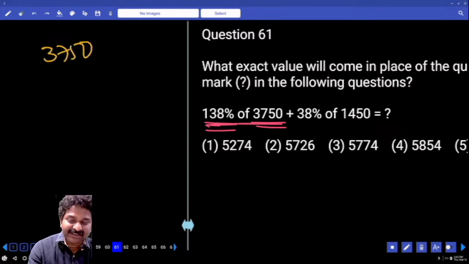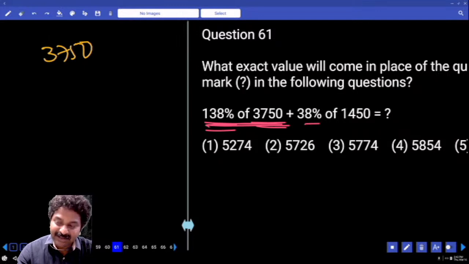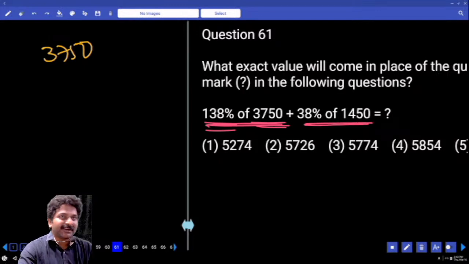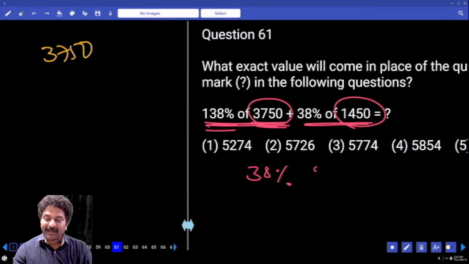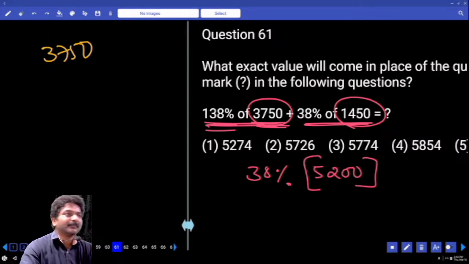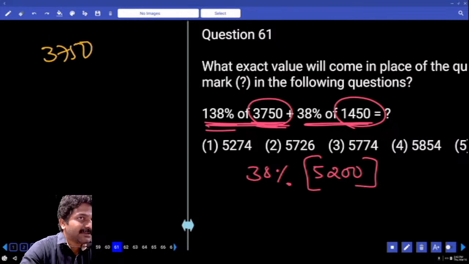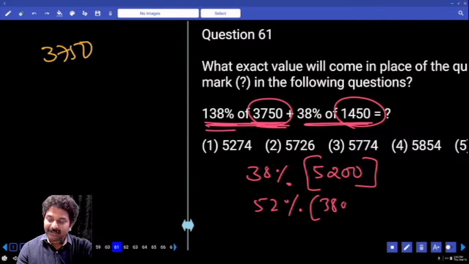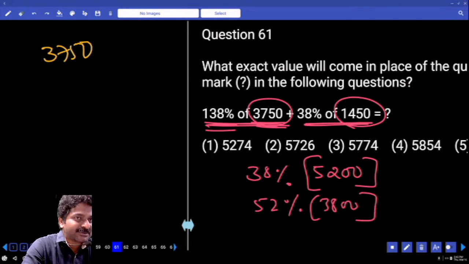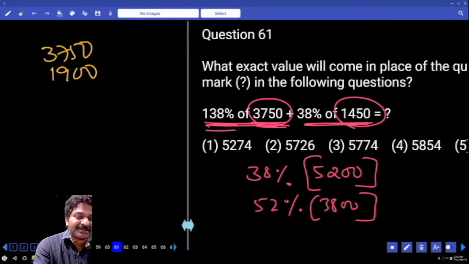3750. How much percentage is left? 38%. Here also 38%. Both are 38% only. So that means we need to calculate 38% of the sum of these two numbers, 5200. Yes. Now I will treat it as 52 percentage of 3800. I am changing zeros. 50%, 1900, 2%, 76. Answer ends with 16.